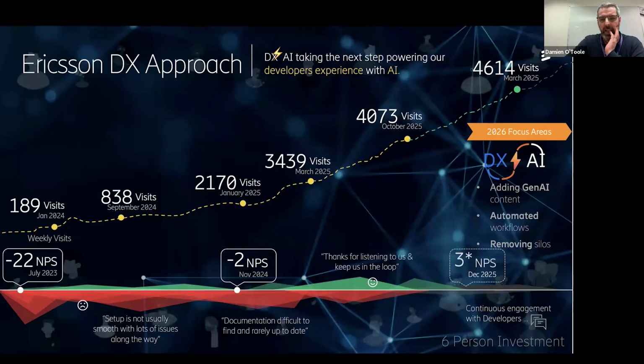You can see we started off with 189 visits to our portal, which was probably mainly from our own IDP team back then. But since then, as we kept adding new content and functionality to the portal, our visits have been increasing consistently. And since last November, well, October is on the slide, we were at 4,073 visits recurring each week. We've gone to over 4,600 visits. So we've had an increase of just over 550 visits per week since we were in KubeCon or BackstageCon.